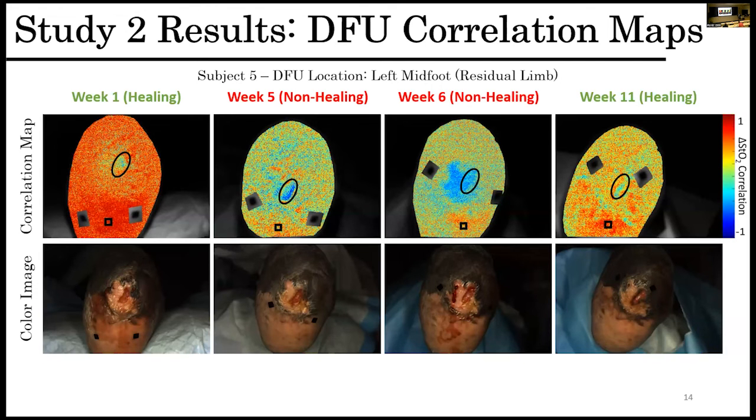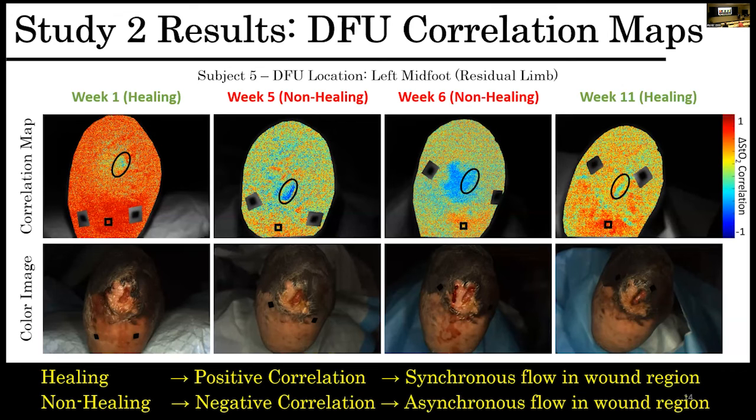Shown right now are the oxygen saturation-based correlation maps for 1 subject across multiple weeks of imaging, consisting of healing and non-healing cases. The black oval in the center of each map roughly demarcates the location of the wound region. And what we observed was that during weeks of healing, inside that black oval, the wound region was more positively correlated, indicating that the wound had more synchronous flow. But during weeks of non-healing, there was more negative correlation. So the blue region you can see right here in week 6 and week 5 in the wound region even extended beyond the wound itself.